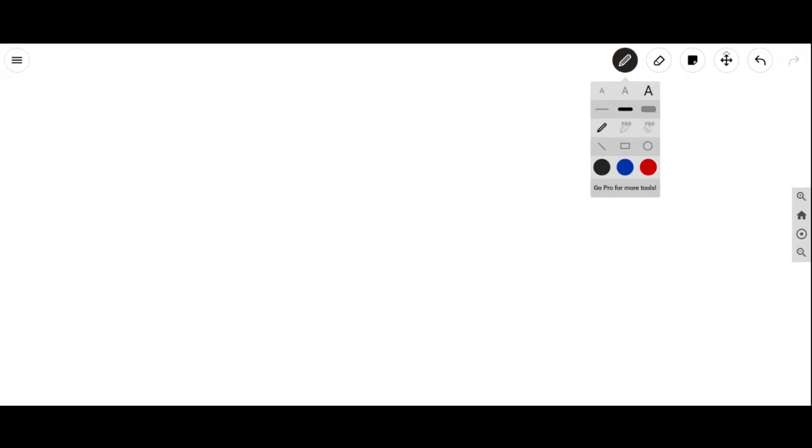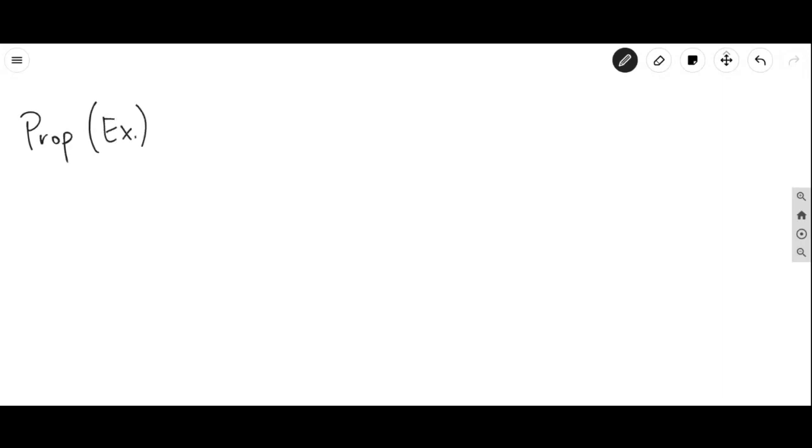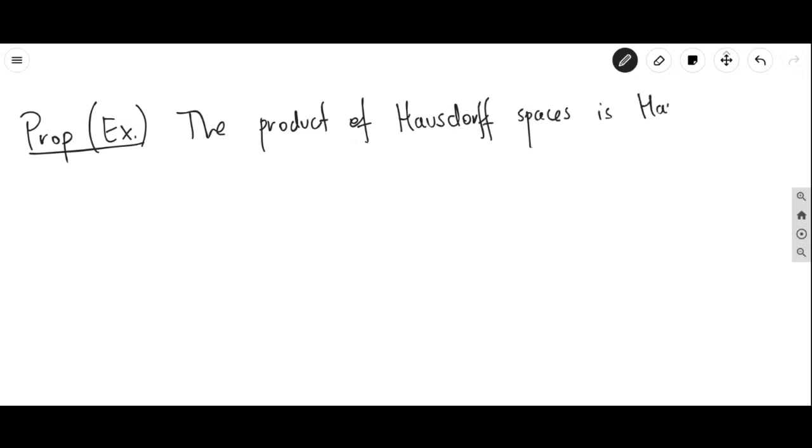Now moving on to the next thing. Let's maybe say something about Hausdorff spaces. So proposition, and I'll make this an exercise. The product of Hausdorff spaces is Hausdorff. While I'm writing this, I think I see a very elegant way of proving this. But I do not want to attempt to write the proof right now, because sometimes you realize that it's longer than it is.